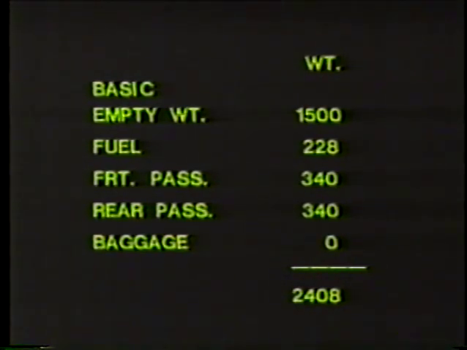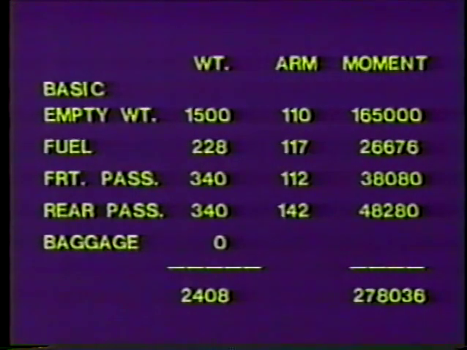Now total these weights to get 2,408 pounds. That's 42 pounds under the maximum gross takeoff weight of 2,450. Back to your worksheet, and let's once again use the formula weight times arm equals moment. It should now look like this.